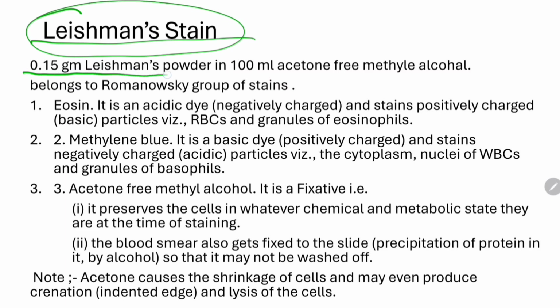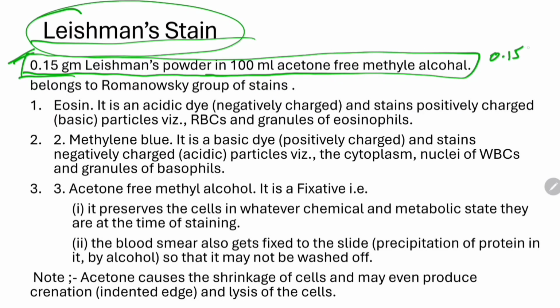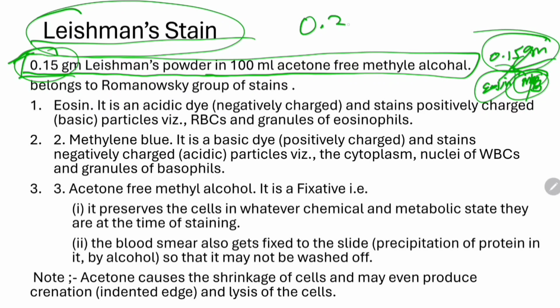So 0.15 gram Leishman powder in 100 ml acetone free methyl alcohol. That powder is nothing but 50% eosin and 50% methylene blue. Half of this 0.15 gram is eosin and half is methylene blue. In some books you may get 0.2 gram, that is also okay, which is dissolved in 100 ml acetone free methyl alcohol. This part is very important, acetone free methyl alcohol.